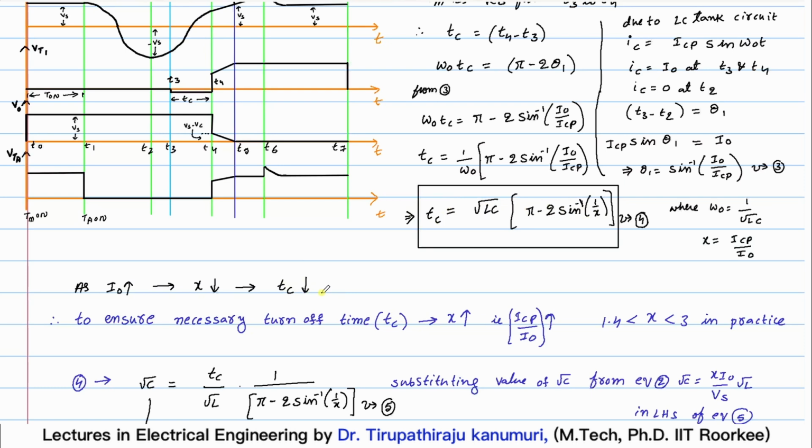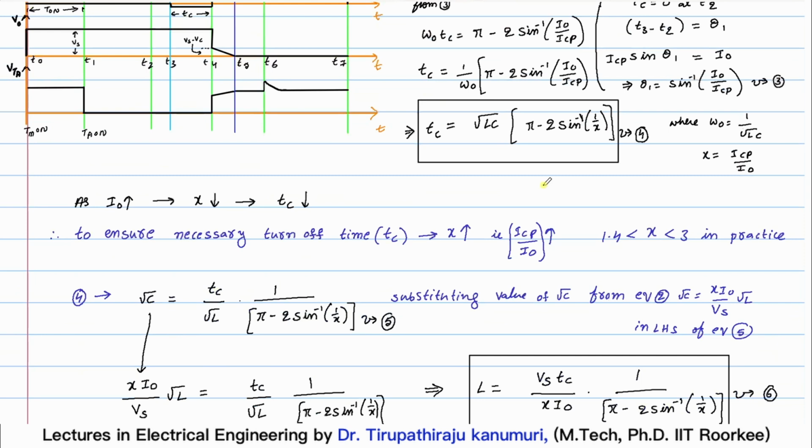That means the duration for which your thyristor is reverse biased is decreasing. So your thyristor may fail, it may not be able to recover completely. So to ensure the necessary turn off time, the value of x should increase. That's the reason it is maintained from 1.4 to 3 in practice. Getting it? So now this equation number 4, from equation number 4, I can rearrange this.